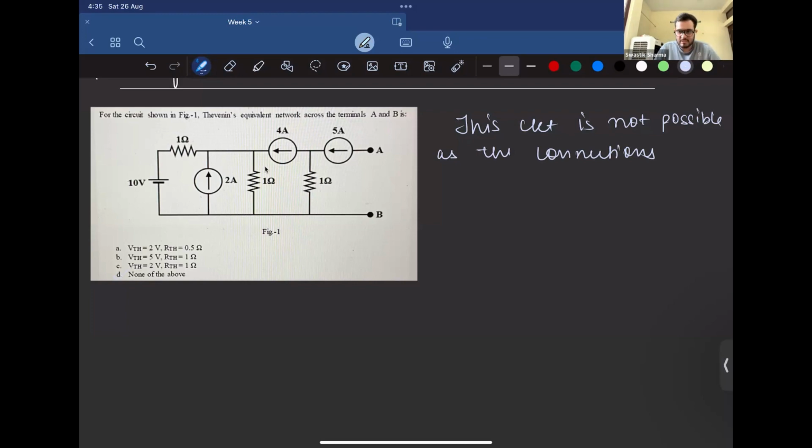I had this question just to clarify that you have to check every time you solve a question. You just don't start solving it. See for yourself if that circuit is even possible. If it's not possible, you have to keep your eyes open and comment on that circuit. So the answer would be none of the above. The sole purpose of this question is to check if you know the law of connections, as the connections are invalid.